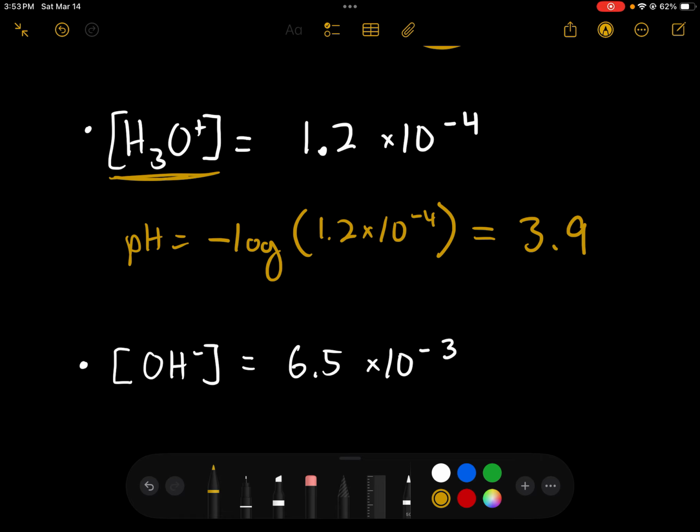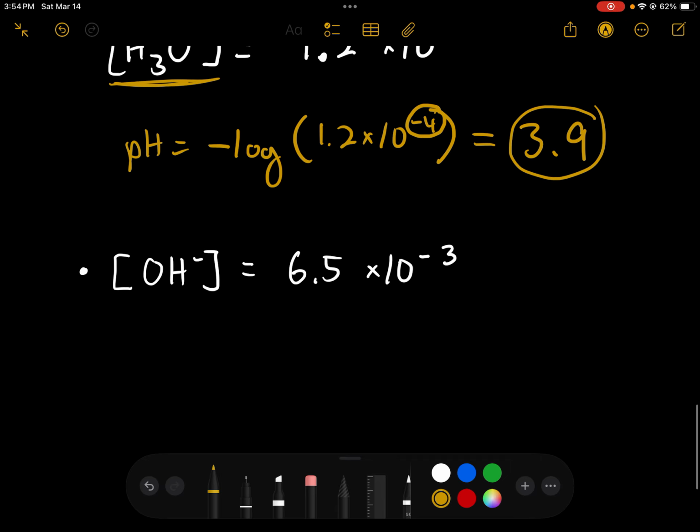So real quickly, I would like to point out, we saw that our concentration had a magnitude of negative 4, 10 to the negative 4, so my resulting pH is very close to 4. Again, that's kind of a guess and check. If you look at your magnitude and your pH ends up close to it, you'll know you're doing it right. All right, last practice problem.